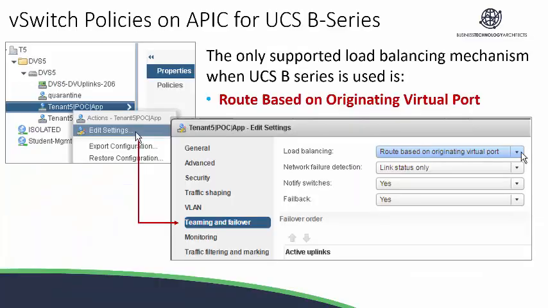And then vSwitch policies on APIC for UCS-B series. We do actually do route based on originating port ID because usually in UCS those are actually port channel connections. So what we want to do is the APIC's in charge of mapping the stitching of those links, so we do route based on originating port ID.